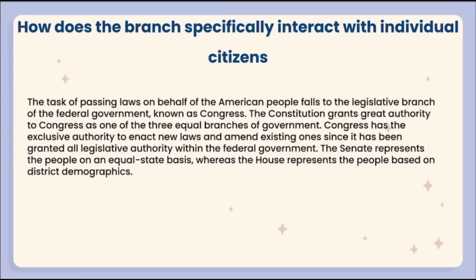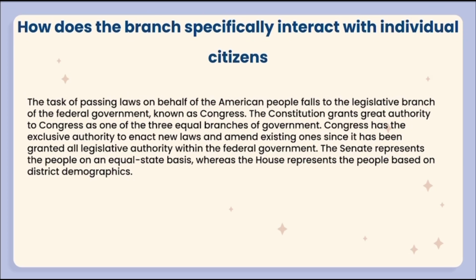For the final question we need to answer in this project, how does the branch specifically interact with individual citizens? We need to look at how Congress interacts with individual citizens, as that is the branch we are focusing on today. The task of passing laws on behalf of the American people falls to the legislative branch of the federal government, known as Congress. The Constitution grants great authority to Congress as one of the 3 equal branches of government. Congress has the exclusive authority to enact new laws and amend existing ones, since it has been granted all legislative authority within the federal government.